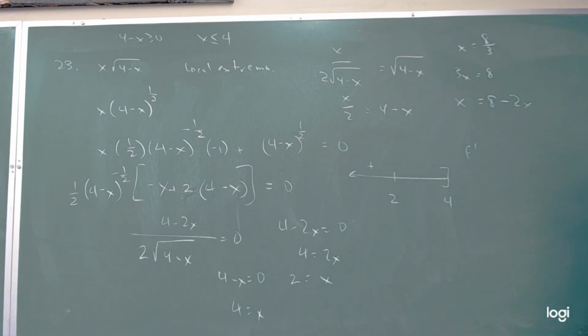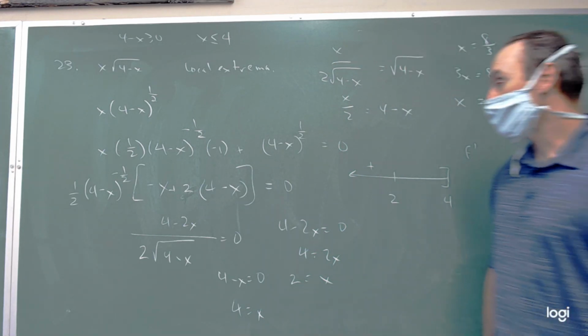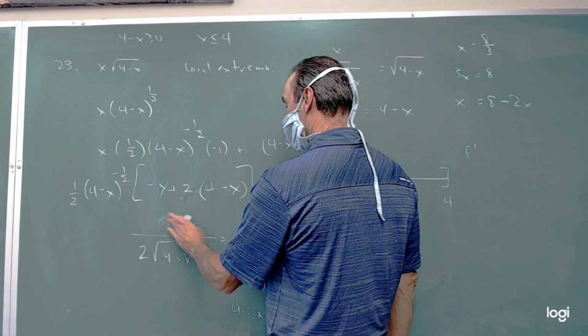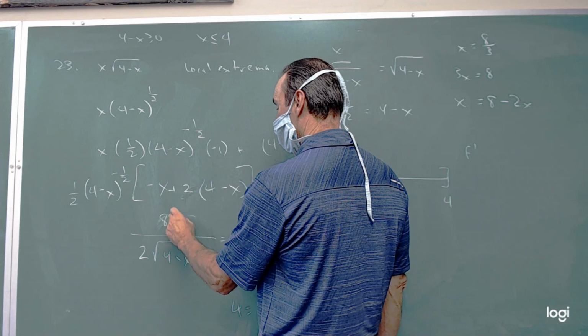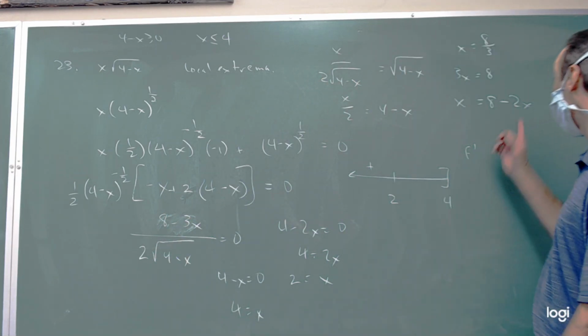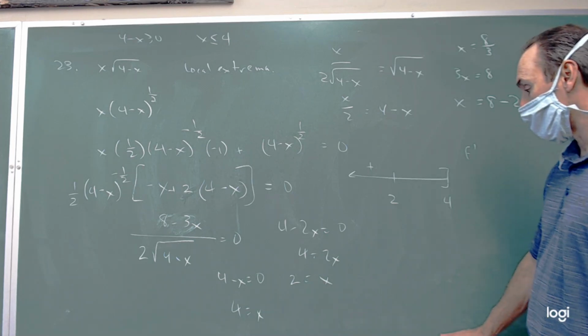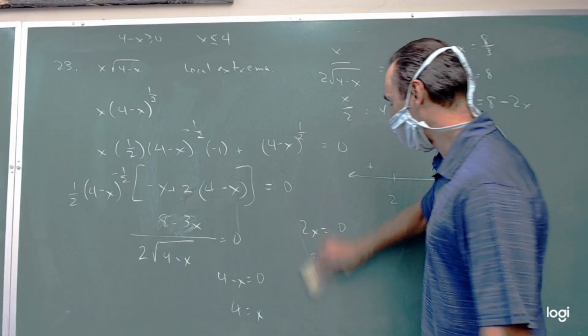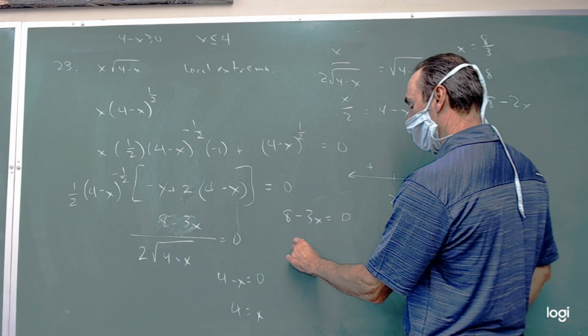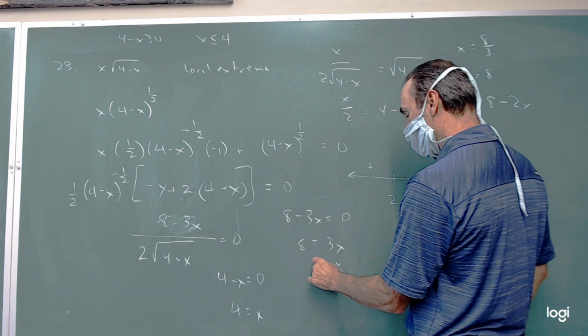You are right, Reese. So this is going to be 8 minus 3x like what you did. And so we are going to get the same thing, that 8/3. So we're going to have the 8 minus 3x equals 0. So 8 equals 3x. So x equals 8/3.